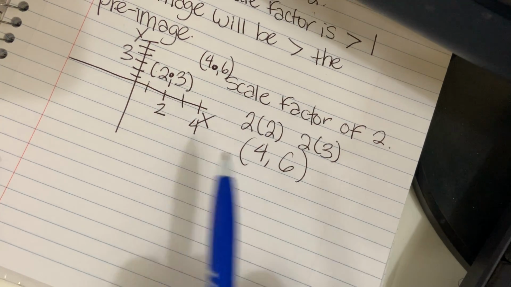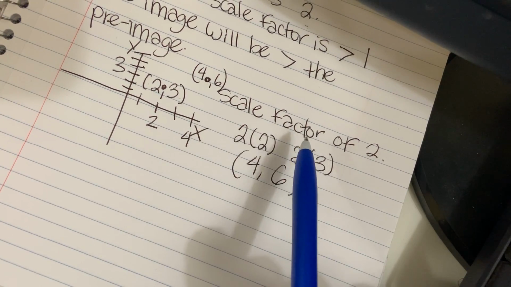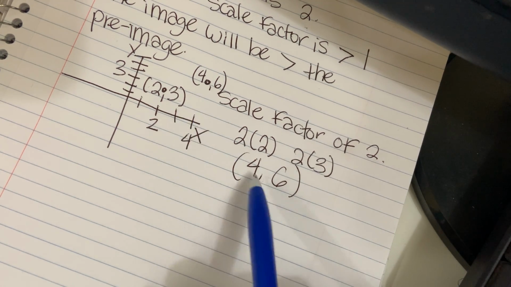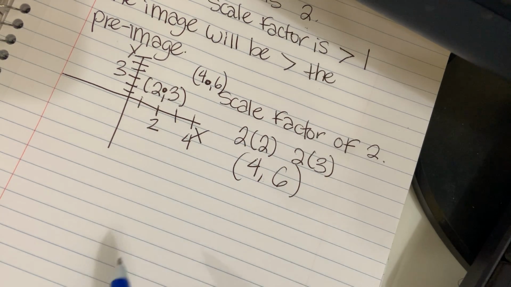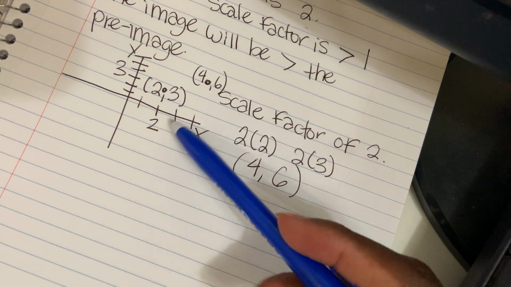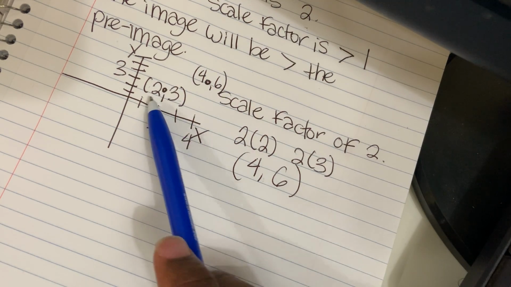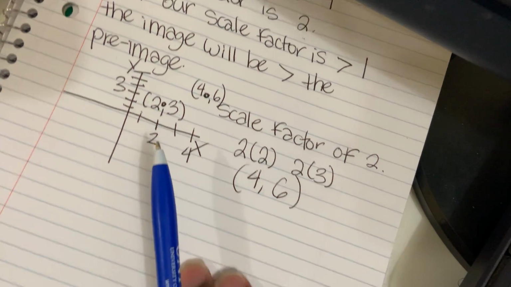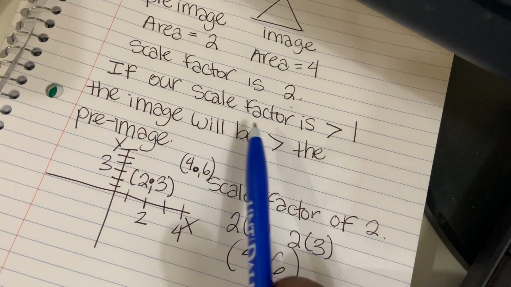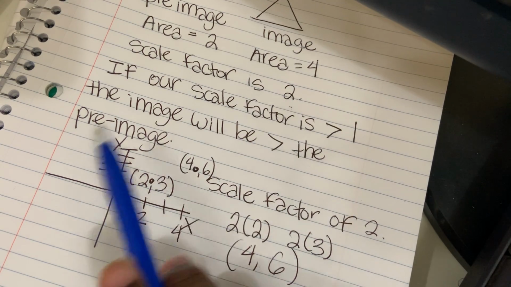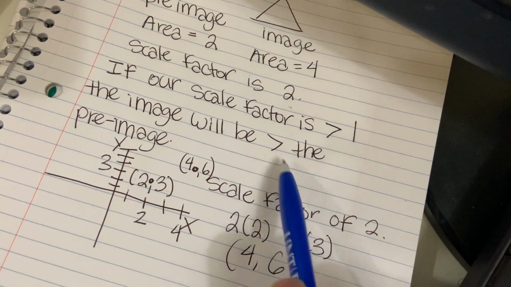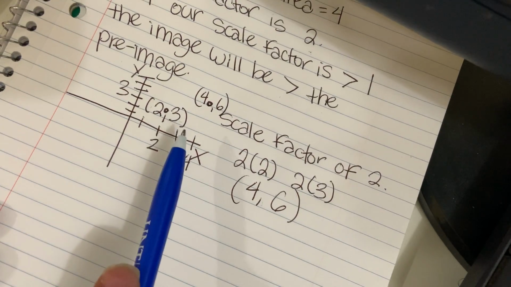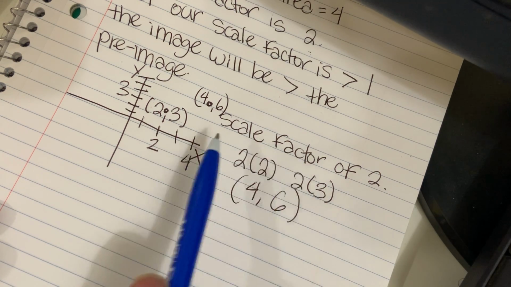So now, we know that if we're multiplying by a scale factor of 2, which is greater than 1, our image is going to actually be larger than our pre-image. And this is true because 4 is larger than 2, and 6 is larger than 3. Now remember our rule here. If our scale factor is greater than 1, the image will be greater than the pre-image. Okay? So what if our scale factor is less than 1?